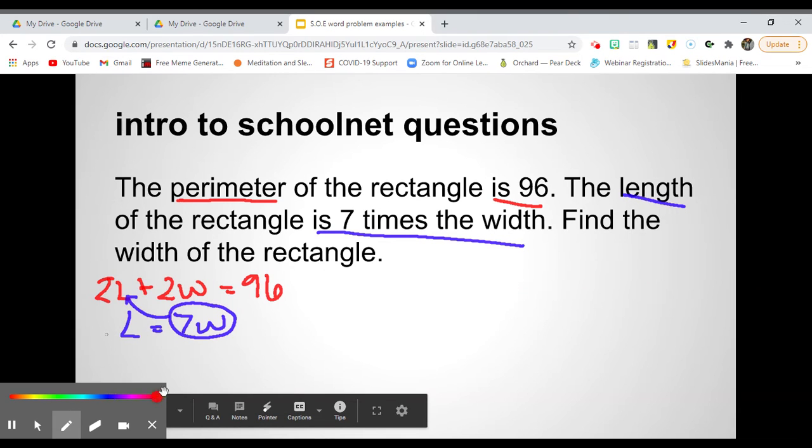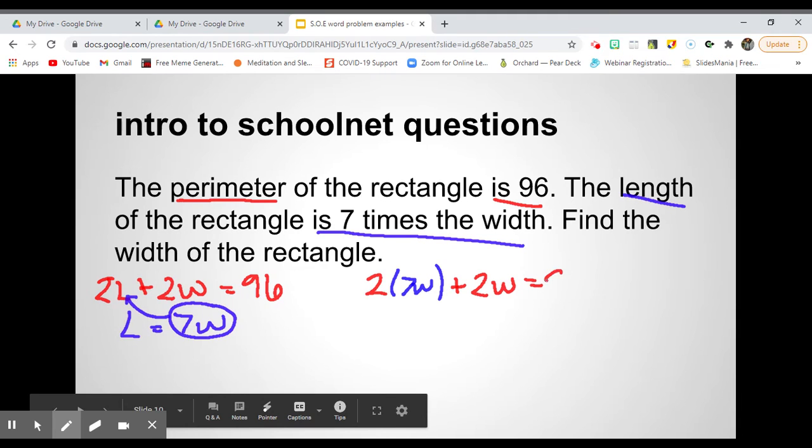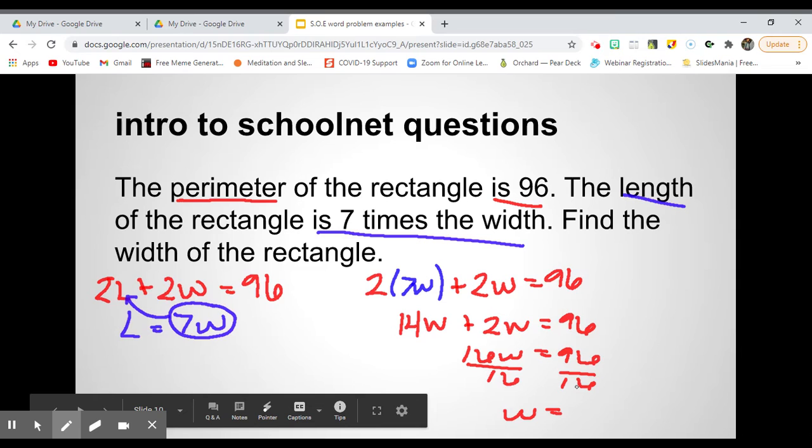Our new formula after we do substitution is going to be 2 times 7W, added to 2W is equal to 96. So 2 times 7 is 14W, plus 2W is equal to 96. That's 16W is equal to 96. Divide by 16, divide by 16, and we get W is equal to 6.